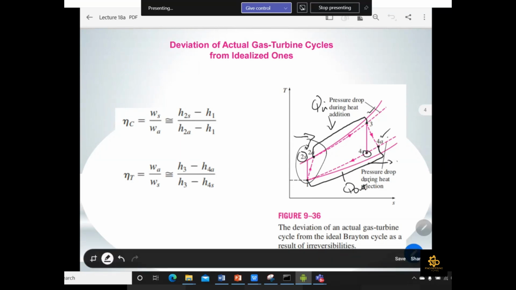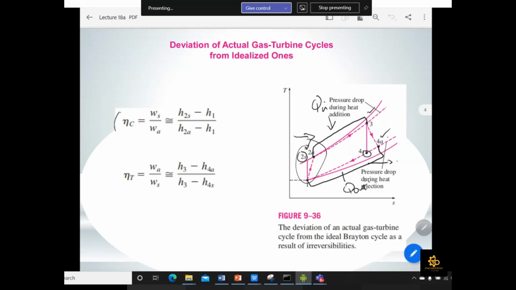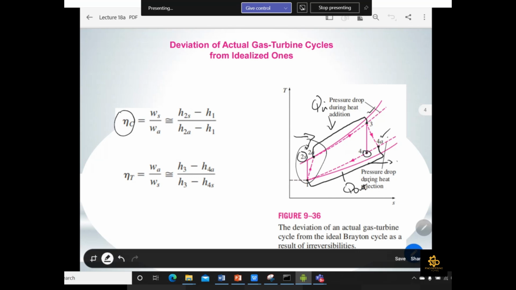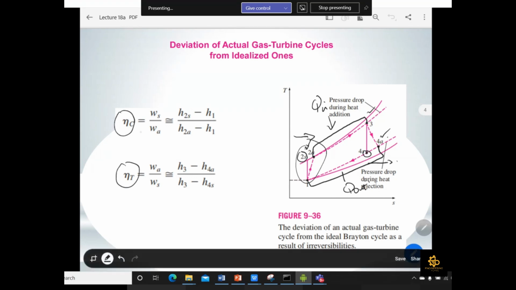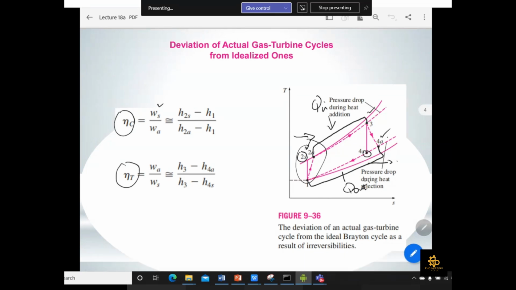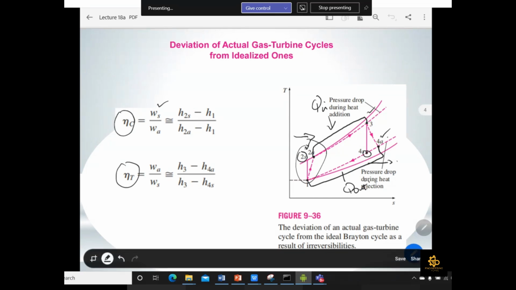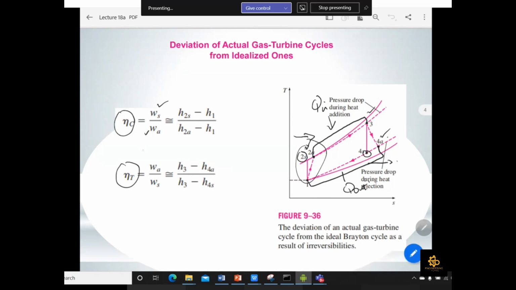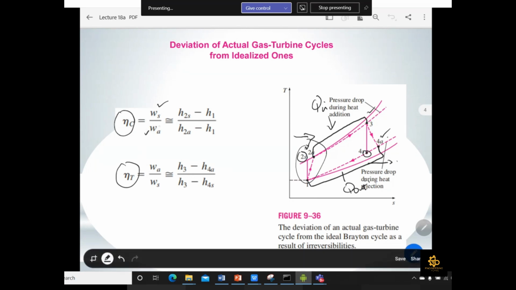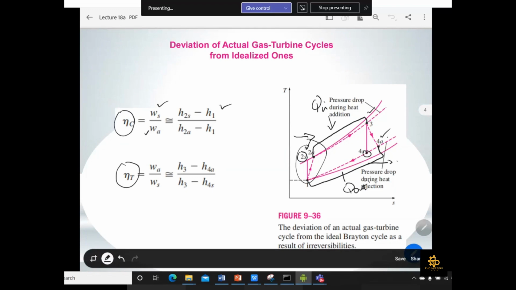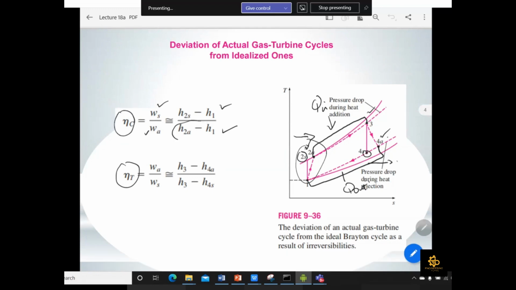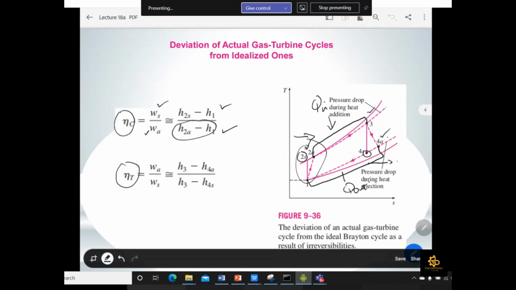As we discussed in the Rankine cycle also, whenever there is irreversibility, we have to find the isentropic efficiency of the compressor and the isentropic efficiency of the turbine. The isentropic efficiency of the compressor is WS, the isentropic work, over WA, the actual work. So it is the ratio of isentropic work over actual work, and make sure that for the compressor the isentropic work is the small one and the actual work is the large one. Then we will get the efficiency.